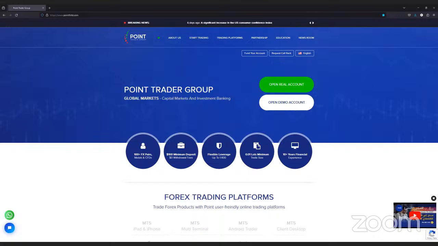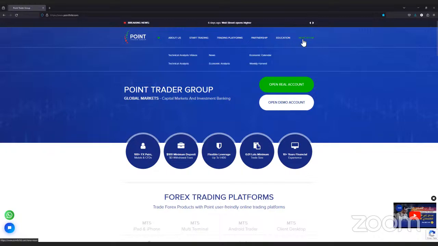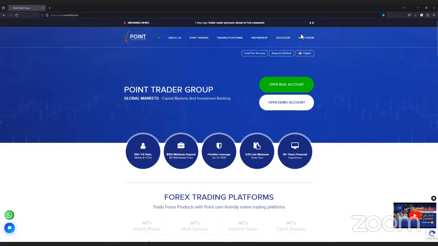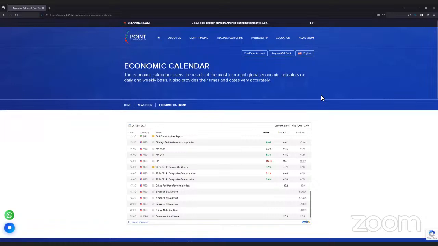Now, I'm going to show you something that is really interesting here. This is the website of Point Trader Group. We have here the newsroom, which has what we call the economic calendar. Here you're going to find all the releases of the economic indicators that would help you. They are all scheduled for one month or more than this. You can just select the period that you want to watch.